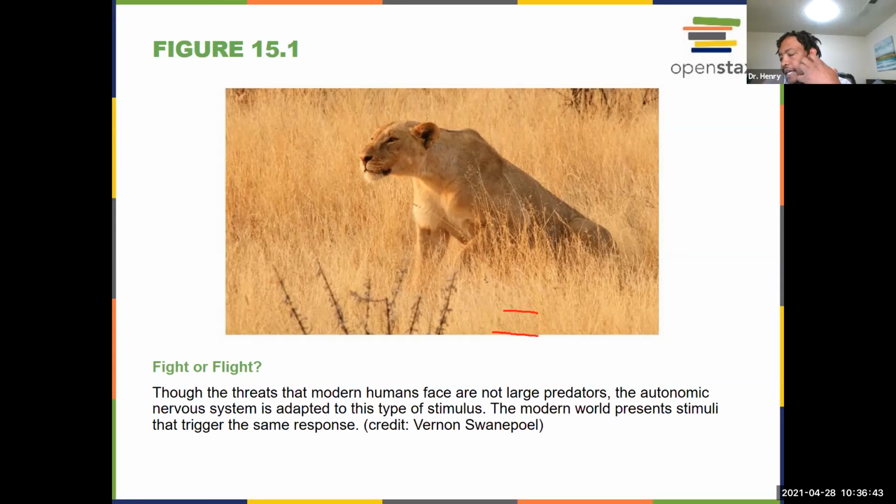When we think about the autonomic nervous system, it's broken up into two major divisions: the sympathetic division and the parasympathetic division. The sympathetic division is the fight or flight type of response, and the parasympathetic division is responsible for... let me write that up.